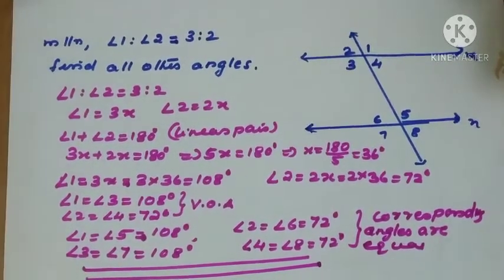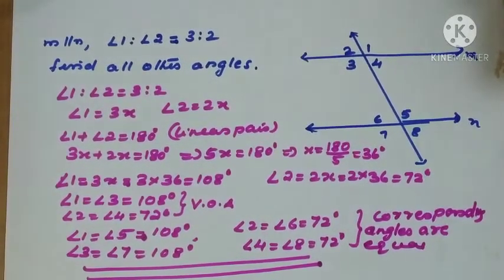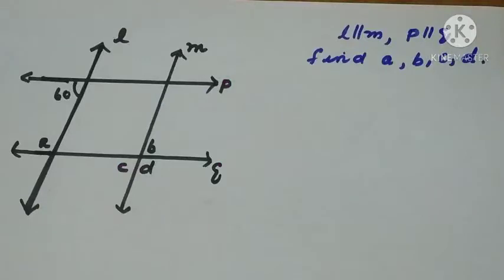So I think now you learned how to write all the 8 angles when parallel lines are cut by a transversal. L parallel to M, P parallel to Q, find A, B, C, D. Whenever the diagram is given, the 2 lines are cut by another 2 lines, then that is also parallel with each other. So what is the value for A, B, C, D?